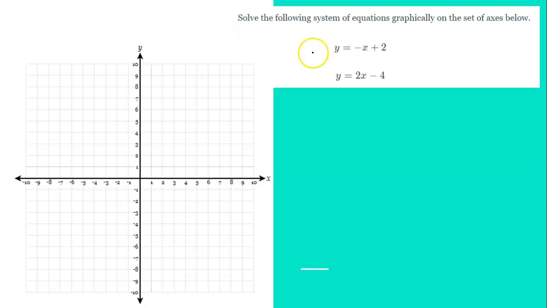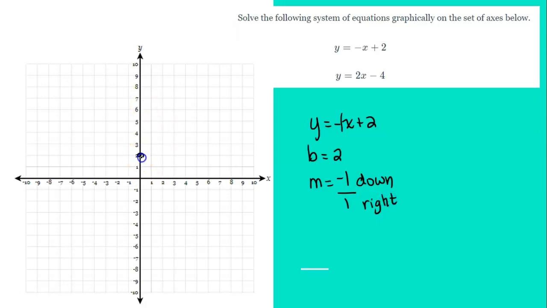Now, suppose I need to graph my own lines. We want to solve the following system of equations graphically on the set of axes below. So my first equation is y equals negative x plus 2. Well, I want to remember that there's always an invisible 1 in front of any variable that doesn't have a coefficient. So for this one, my y-intercept is 2, and my slope is negative 1. I can turn that into a fraction by putting it over 1, and so this is telling me to go down and to the right.